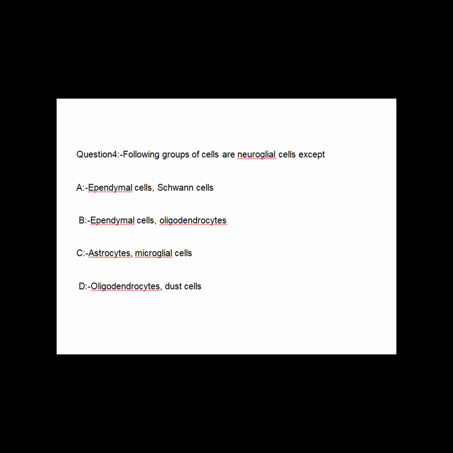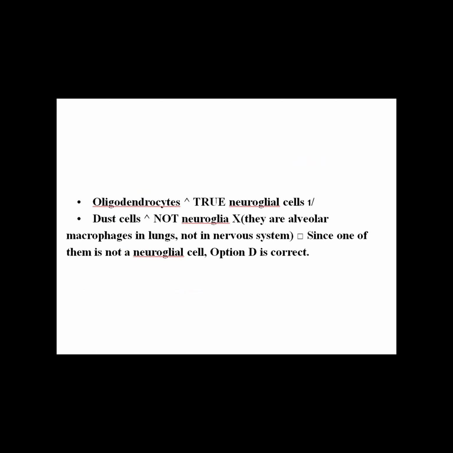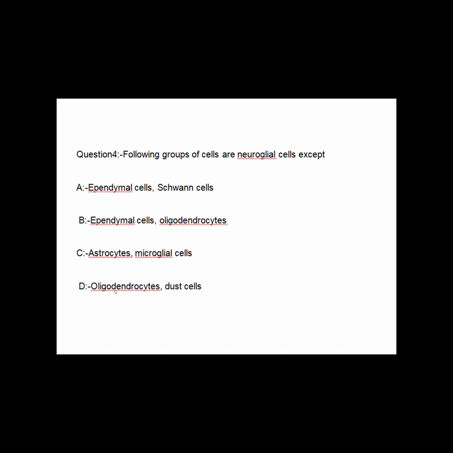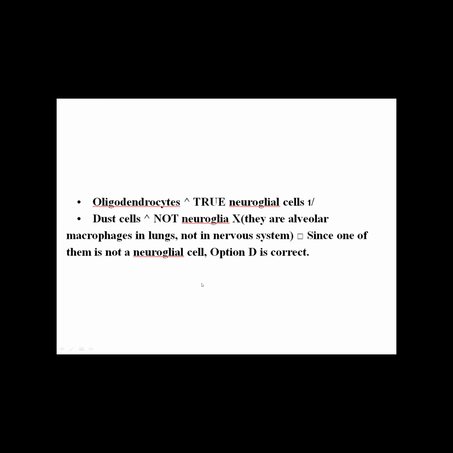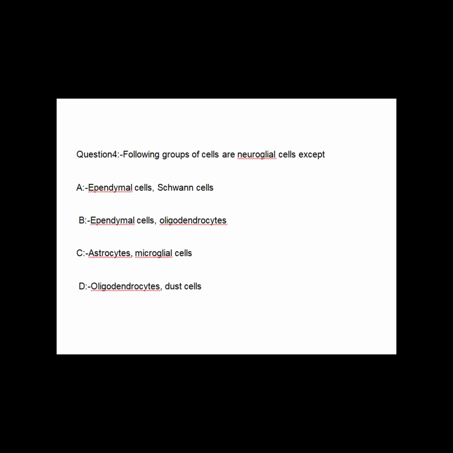Okay. So as we discussed now, all are groups of cells which are neuroglial. But dust cells are not neuroglial cells. They are the alveolar macrophages in lungs and not in the nervous system. So in this, all were correct except the dust cell, which is a part of the respiratory system, an alveolar macrophage in lungs and not in the nervous system. So because of that, option D is the answer.